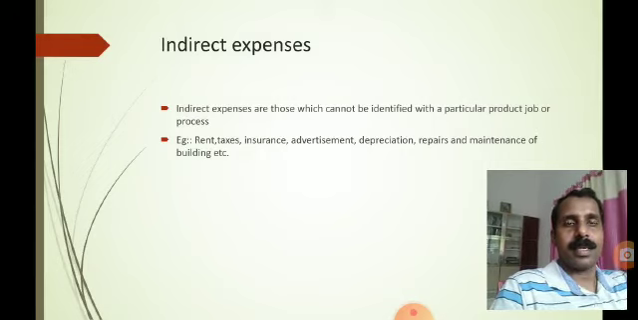Then these are the different elements of cost. There are three elements of cost. What are they? Material, labor and expenses. Then material: direct material and indirect material. In labor also, direct labor and indirect labor. And in expense, direct expense and indirect expense.